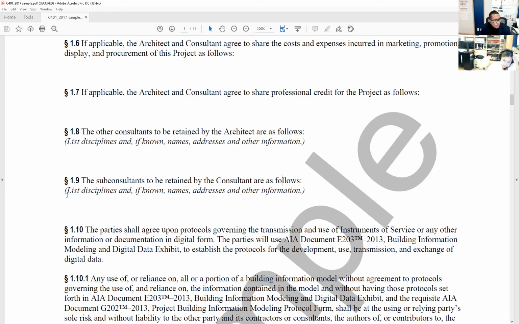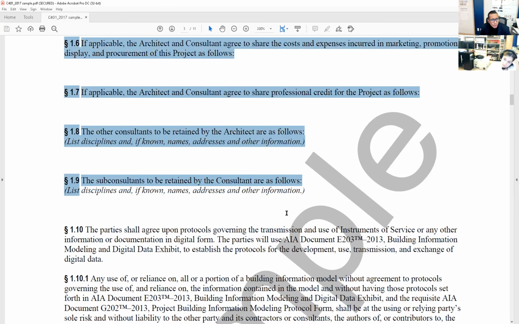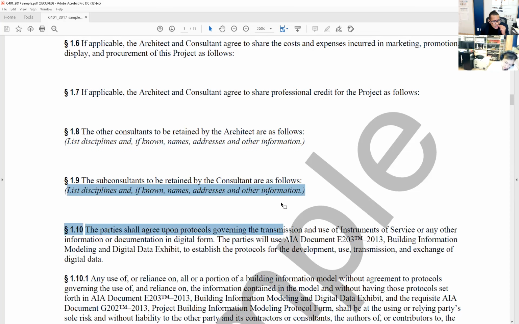So section 1.9, the sub-consultants to be retained by the consultant are as follows. If there are any sub-consultants that this consultant is retaining, let's say civil engineering is a consultant, and sometimes they hire a surveyor who is another professional who does surveying. So if they're to be hiring the surveyor, they would put it right here.